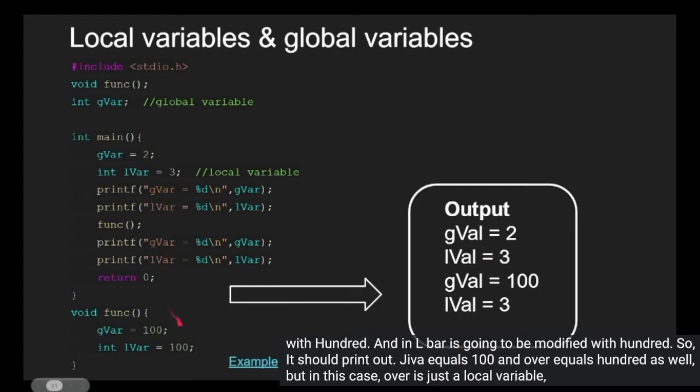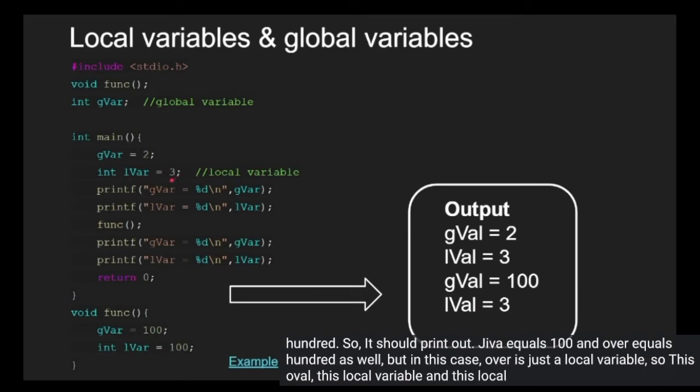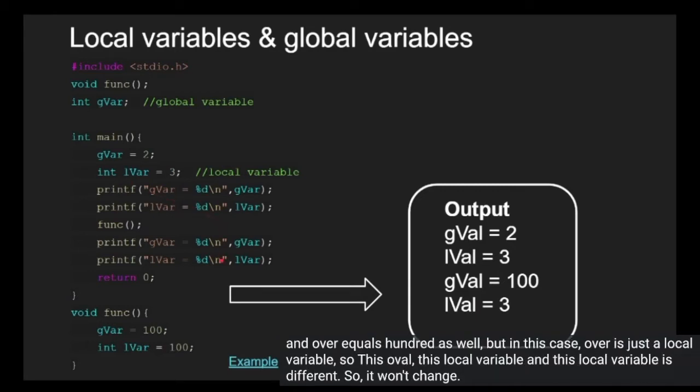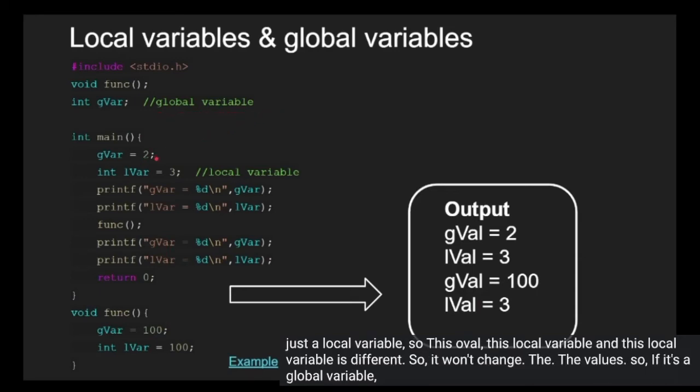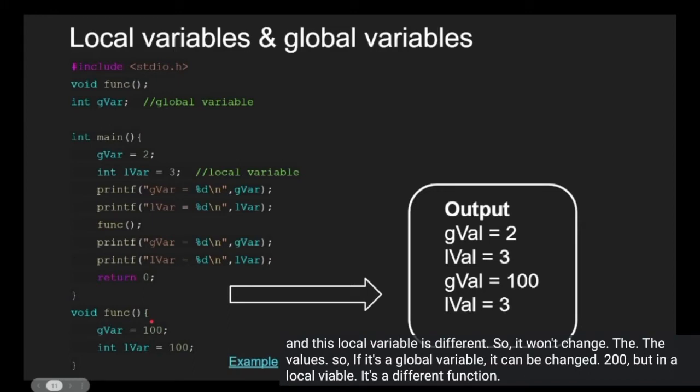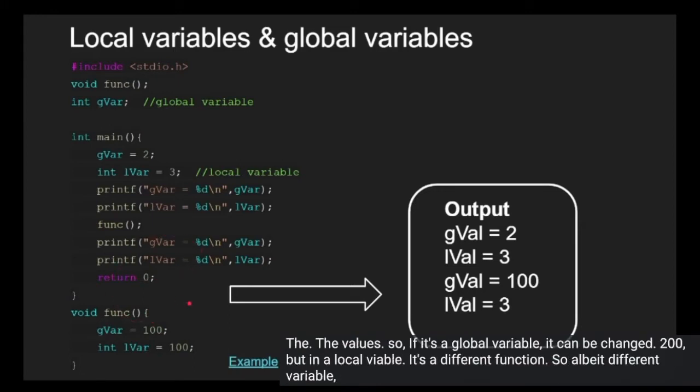So this lvar, this local variable, and this local variable are different. So it won't change the values. If it's a global variable, it can be changed to 100, but a local variable is in a different function, so it will be a different variable and it won't be changed. So this 3 will remain as a 3.